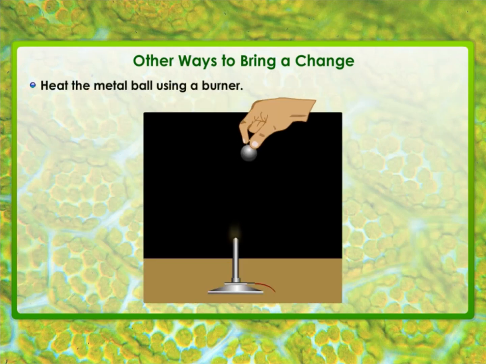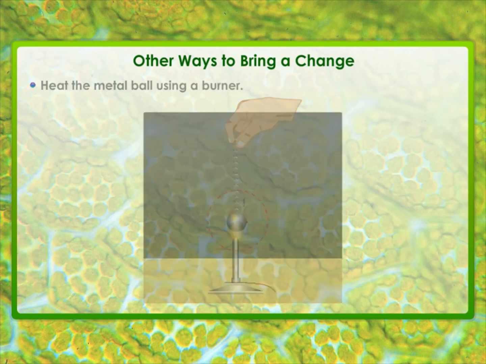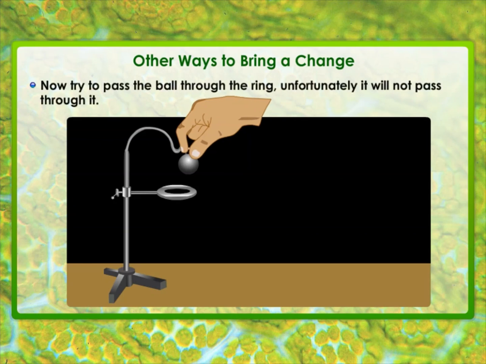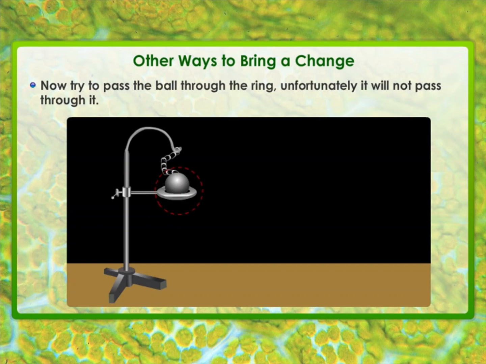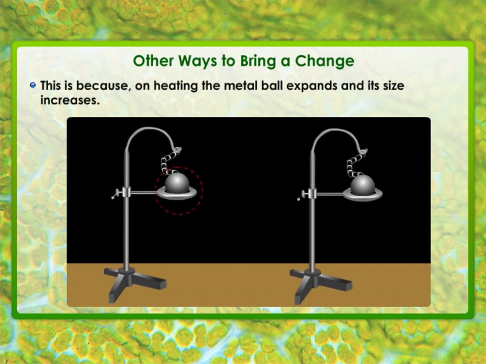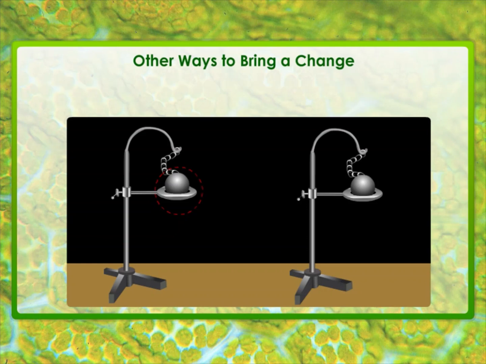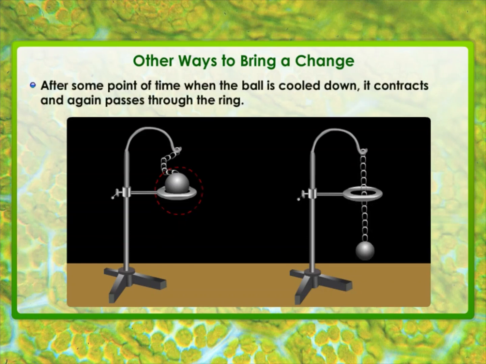Heat the metal ball using a burner. Now try to pass the ball through the ring. Unfortunately, it will not pass through it. This is because on heating, the metal ball expands and its size increases. After some point of time, when the ball is cooled down, it contracts and again passes through the ring. Hence, this experiment shows that a solid expands on heating and contracts on cooling to room temperature.